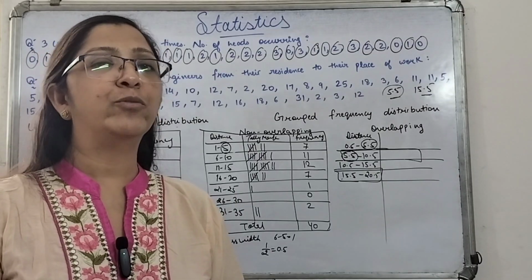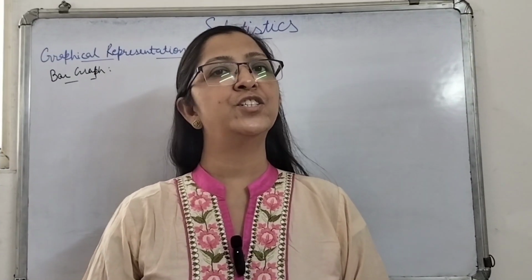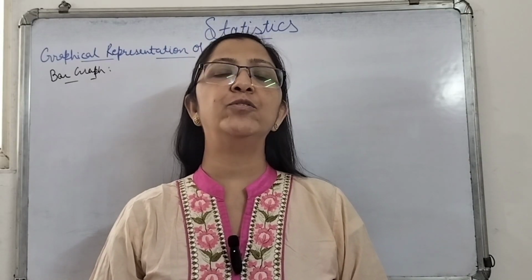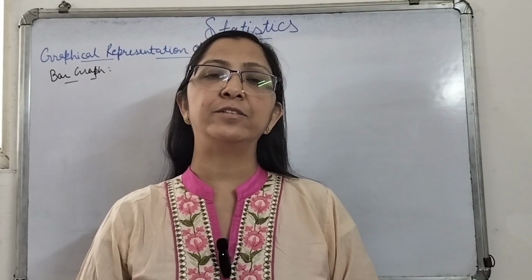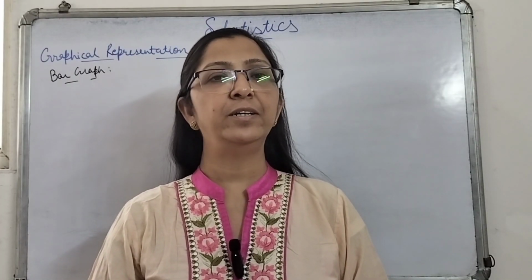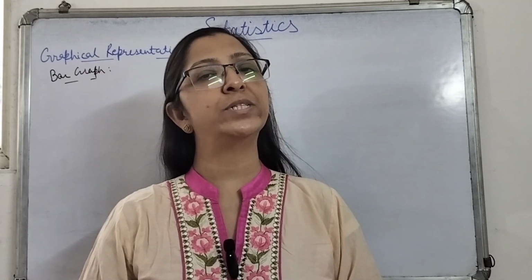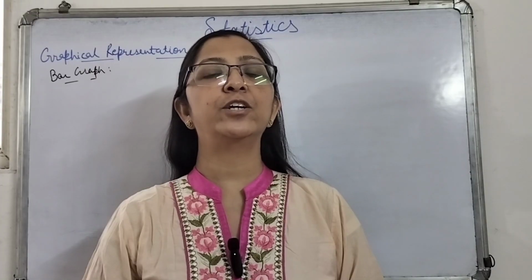Now we will be seeing how we can represent data in graphical form. Just now we have seen how to represent data in tabular form. Now we will see how we can represent data graphically. There are three methods of representing data graphically. One is the bar graph, second is the histogram, and third is the frequency polygon. So now let's understand how we can represent data using a bar graph.